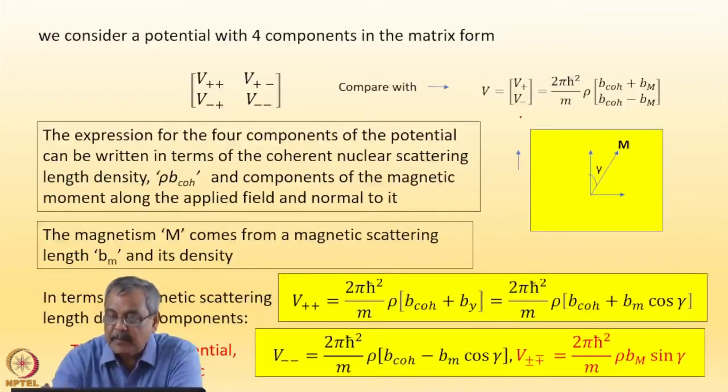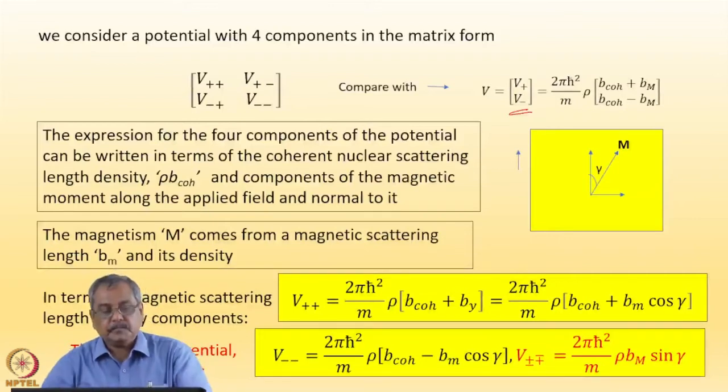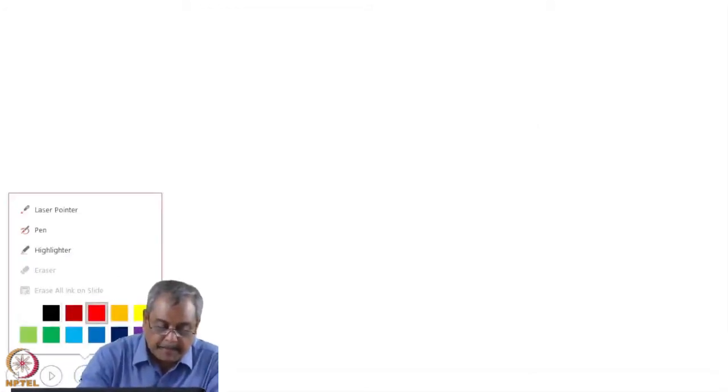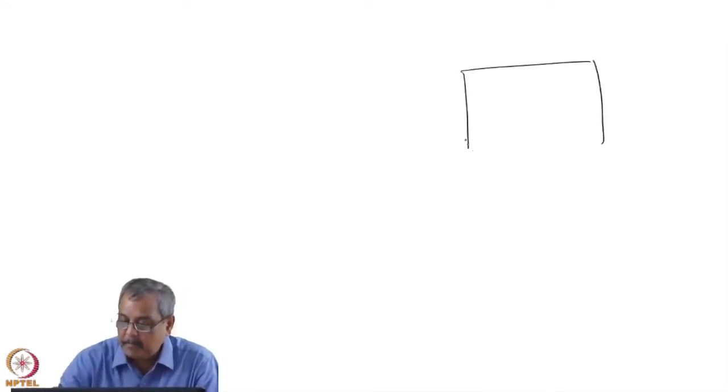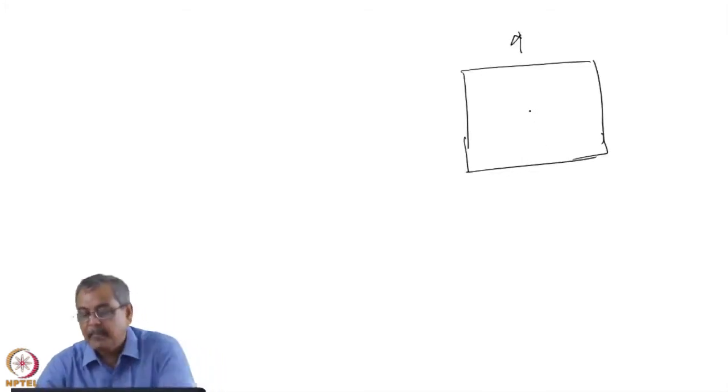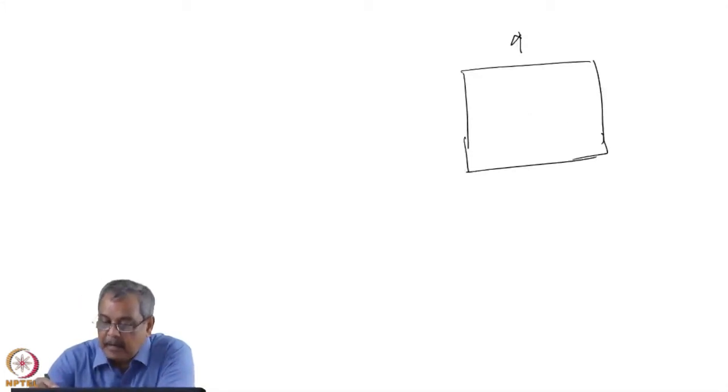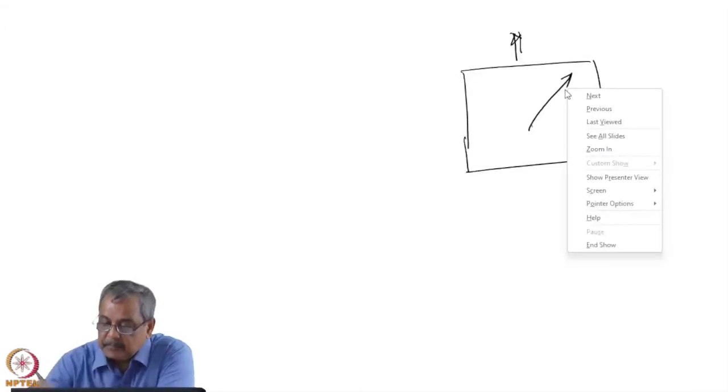Now just compare this with the two component potential. Now I have got four components. Why four components? Let me quickly justify to you physics-wise. Imagine there's a sample in plane. The magnetization direction is this. Now suppose the in-plane magnetization is not parallel with the magnetic field but at an angle.